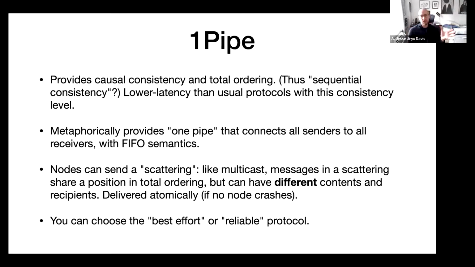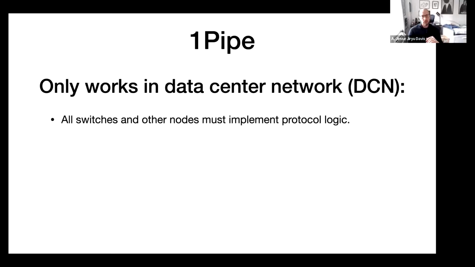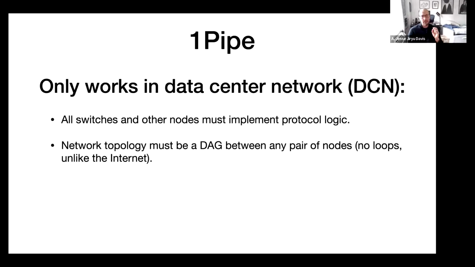The big caveat to this thing is that it only works in a data center network. So it's designed for the private network of a single organization where they control everything. That's because all of the switches and all of the servers in the network, they all have to implement the protocol logic. It doesn't layer over something like TCP/IP. The network topology must be a directed acyclic graph between any pair of nodes. So you can't have any loops, unlike the internet.